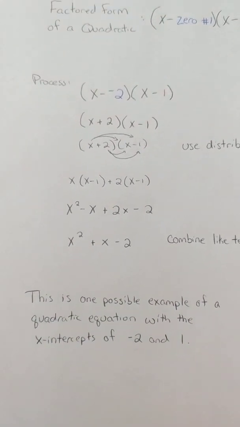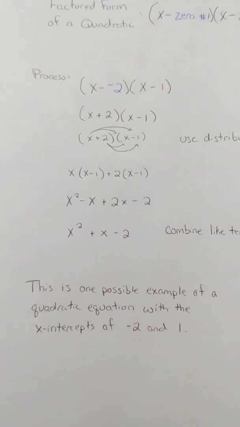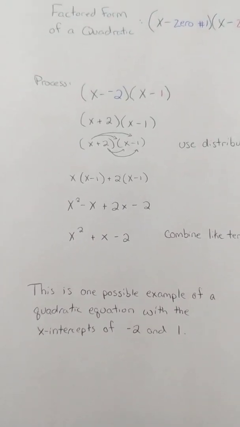This is just one possible example of a quadratic equation with the x-intercepts of -2 and 1.